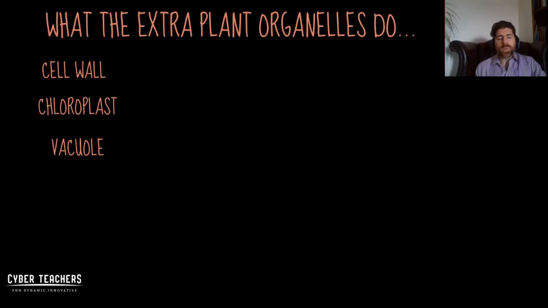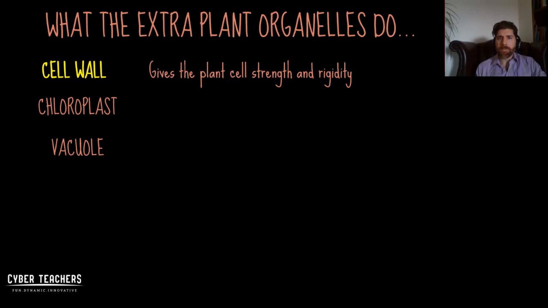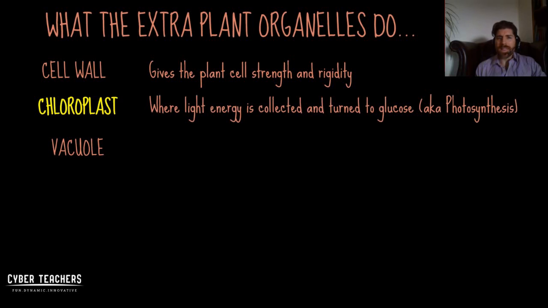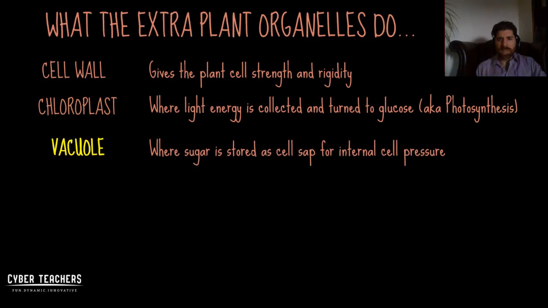So what do they do? Well, the cell wall gives the plant cell strength and rigidity. The chloroplasts are where the light energy is collected from the sun and it is turned into glucose via a process called photosynthesis. And the vacuole, this space in the middle of the cell, is where the sugar is stored as cell sap for internal cell pressure and to maintain the shape of the cell and the overall shape of the plant, combined with the structure of the cell wall to stop it from exploding.